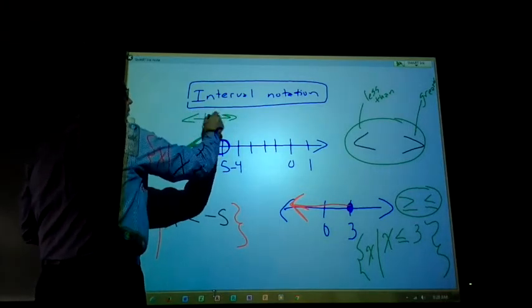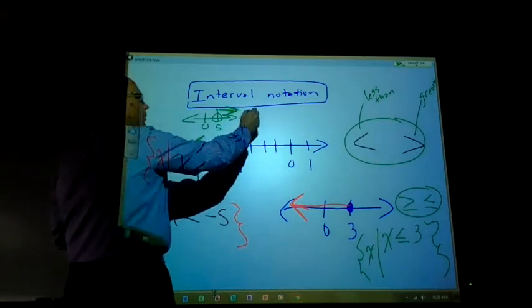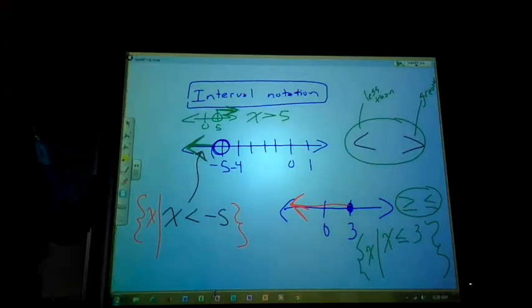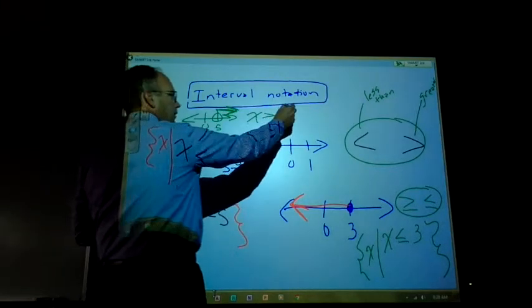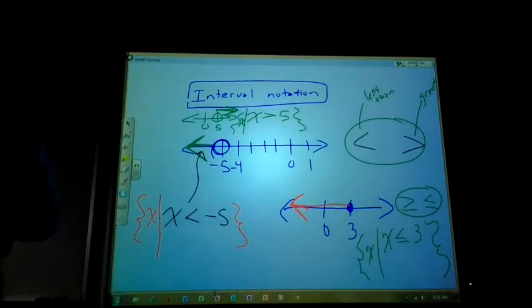0, 5, open dot, going this way. So this would be x is greater than 5. I'm not including it, so I don't have an equal sign. Make the fancy bracket, go x such that. That vertical line means such that in math.